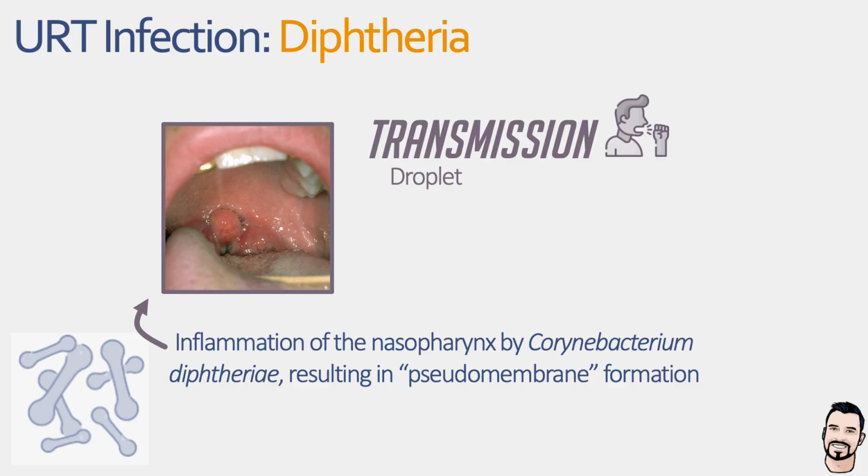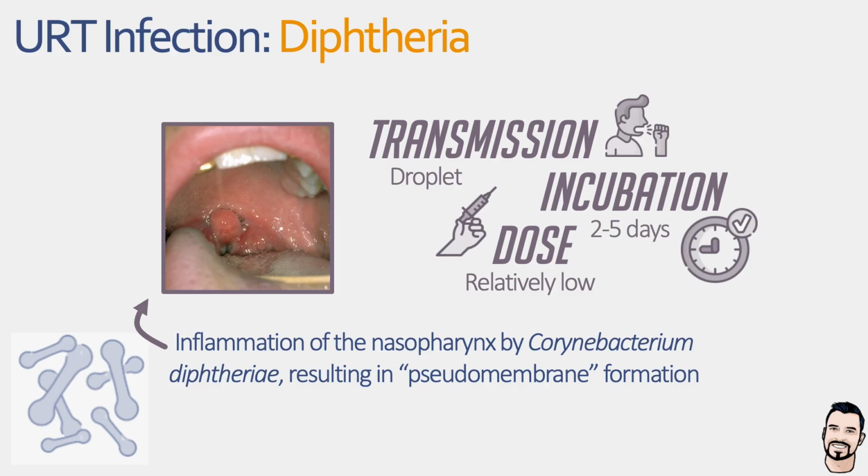Now, these droplets are then deposited on the mucosal surface of the nose or throat, where the bacteria can adhere and begin to colonize. The infective dose is relatively low, although it is not precisely defined, and the incubation period is typically between 2 and 5 days. Now, as the bacteria multiply locally, toxin production can lead to tissue damage and the early formation of a pseudomembrane.